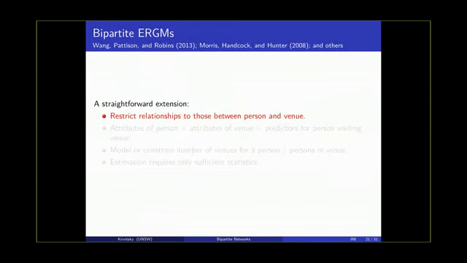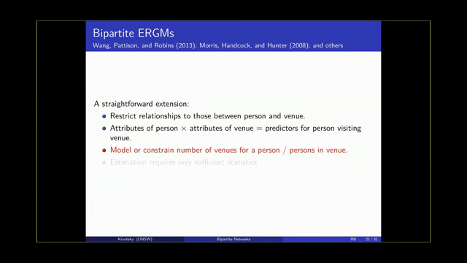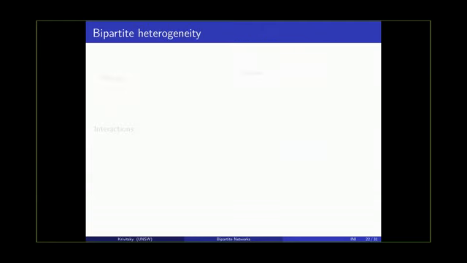Okay, so how do we apply ERGMs to this? Well, it's actually quite straightforward because ERGMs are ridiculously flexible. For starters, we can restrict relationships to those between person and venue, right, to make the network bipartite. Then we have attributes of a person and attributes of a venue, and we can combine those to have predictors for a person visiting a particular venue. The framework allows us to constrain the number of venues for a given person or the number of people for a given venue. And as before, estimation requires only sufficient statistics.